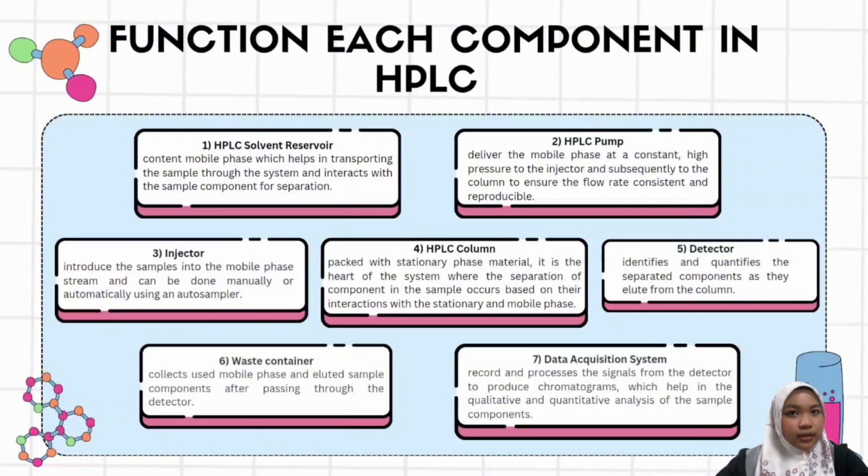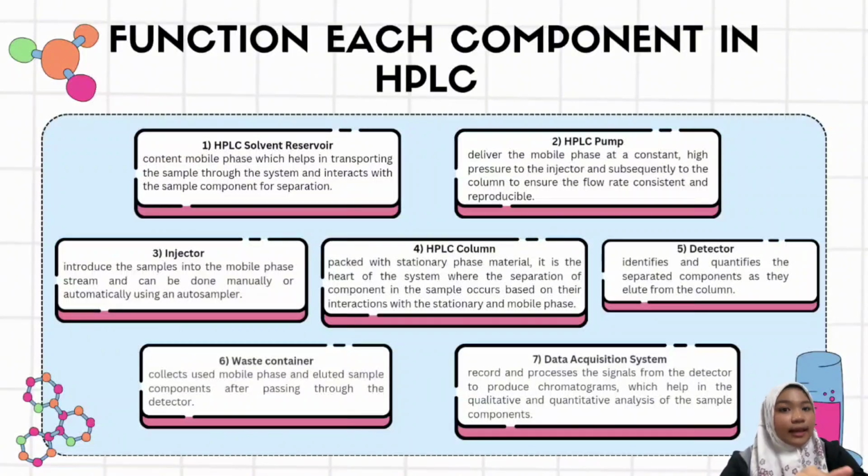Third is the injector. It introduces the sample into the mobile phase stream and can be done manually or automatically using an autosampler. Fourth is the HPLC column, which is packed with a stationary phase material. It is at the heart of the system, where the separation of components in the sample occurs based on their interactions with the stationary and mobile phase.